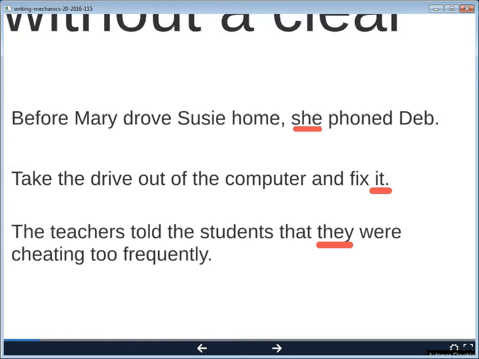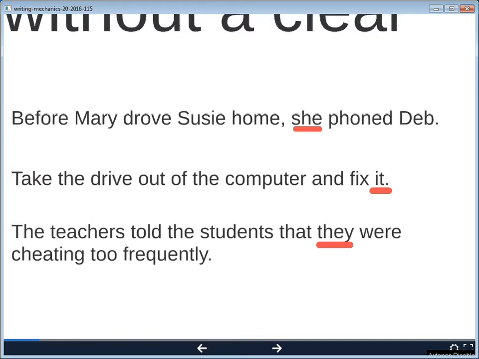In the third example, the teachers told the students that they were cheating too frequently. Who is they? Is the they the teachers or is they the students? Now we would clearly assume that the they is students because students are all a nasty bunch of cheaters. But in fact, it's not clear that that's what we mean. We could be talking about the teachers cheating and in fact might be discussing something far more scandalous.